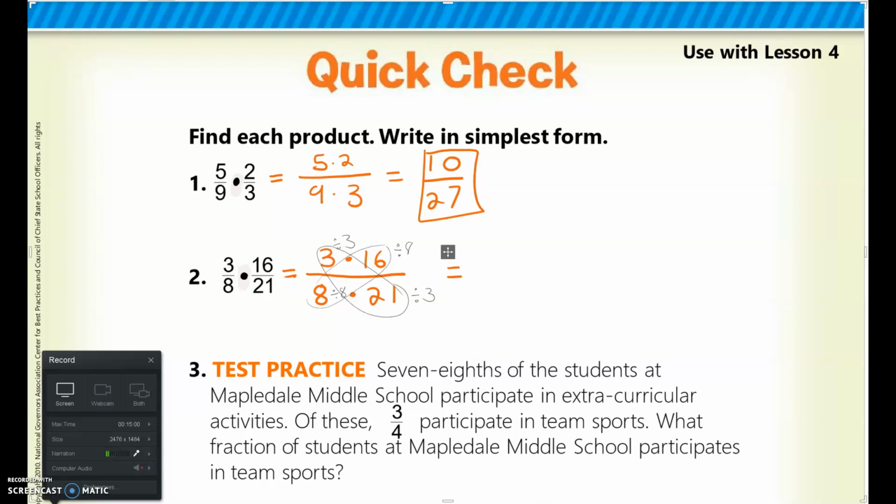Now, my new problem is going to be a lot simpler. So 3 divided by 3 gives me just 1, and then 16 divided by 8 would be 2, over 8 divided by 8 is 1, times 21 divided by 3 is 7. So then I end up as just 2 over 7 as my simplified answer.